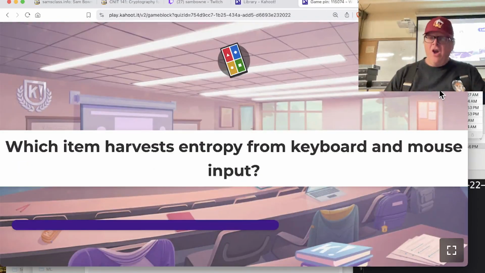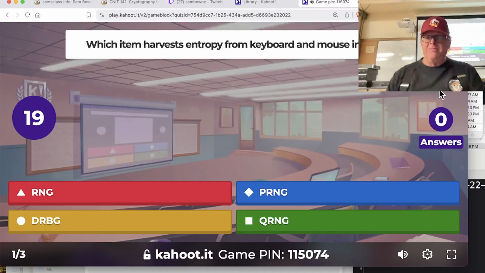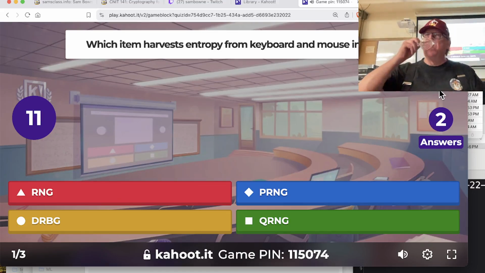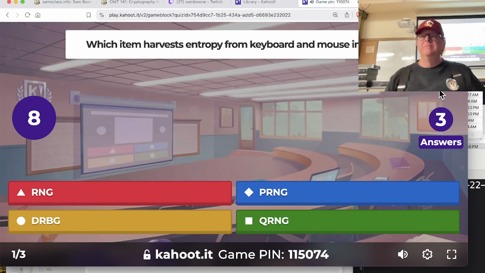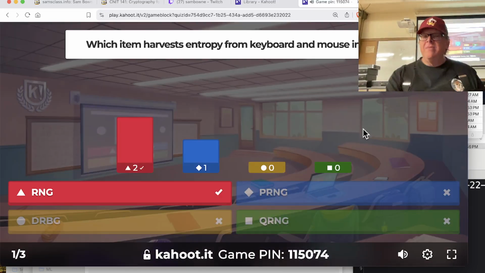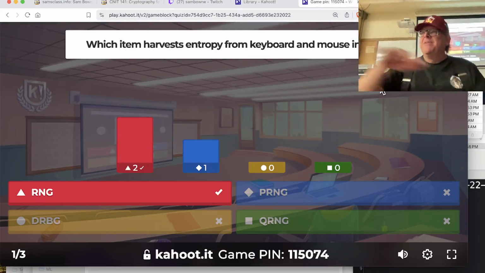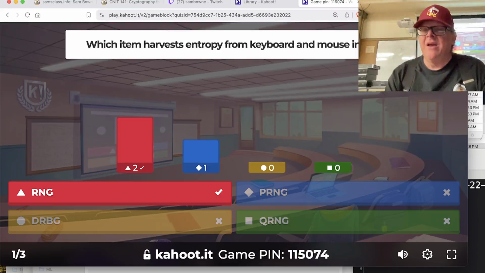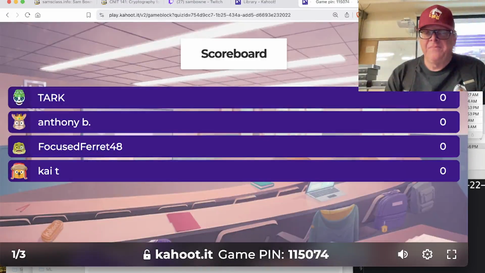All right, so which one harvests entropy from keyboard and mouse inputs? Yeah, that's the random number generator. That's the typical kind. And that used to be true of OpenSSH, I think, or OpenSSL: when you generated an RSA key, it would make you move the mouse and type until it was able to get enough randomness to make the random key.